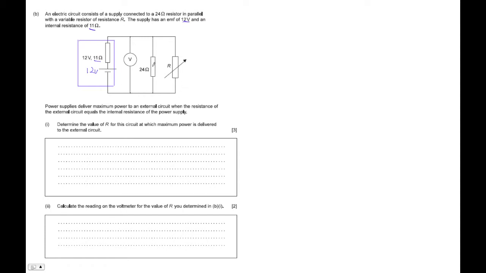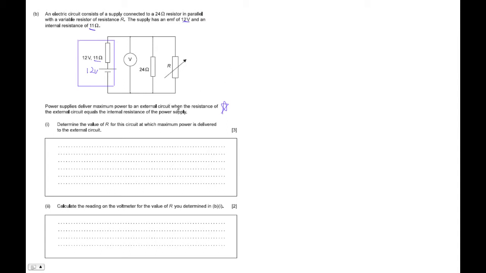And then this is the external circuit here. It's 24 ohms and then this variable resistor. Power supplies deliver a maximum power to an external circuit when the resistance of the external circuit equals the internal resistance of the power supply. Well, that's not obvious to me. I didn't know. So I actually had to graph this.